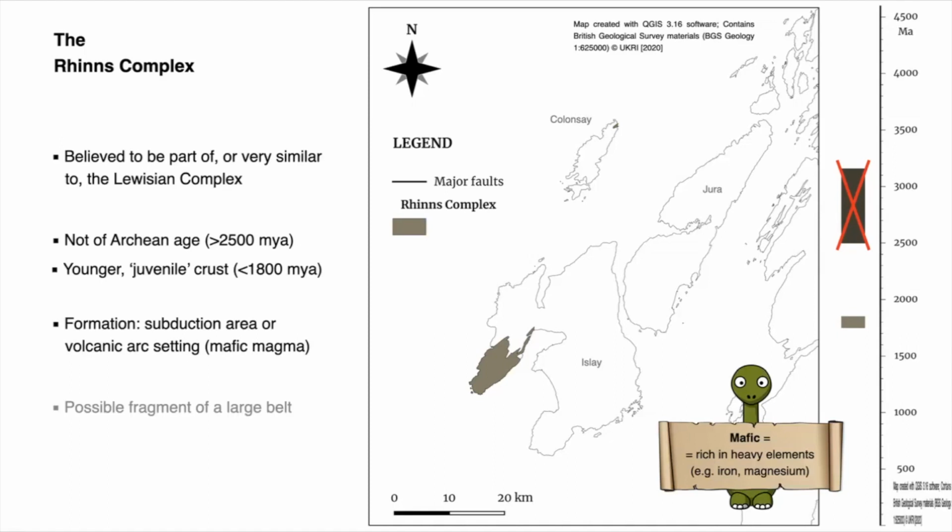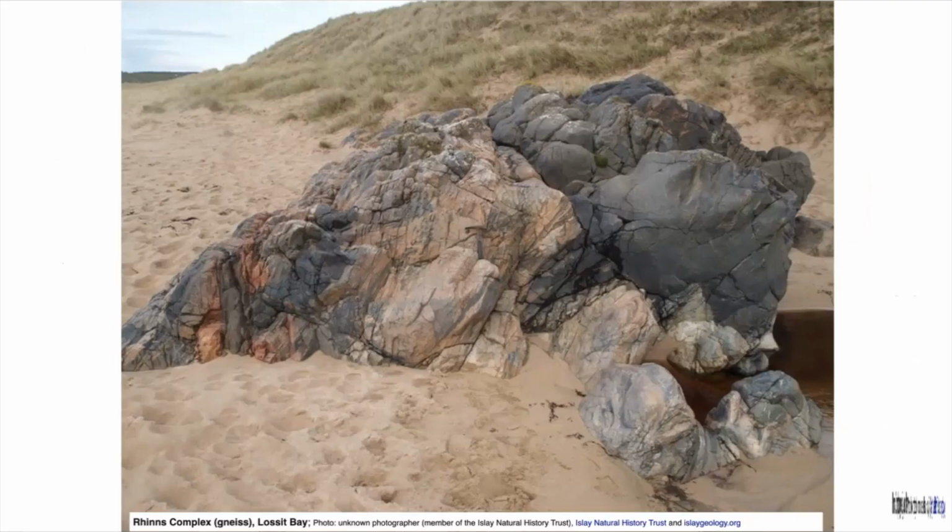And it may represent a fragment of a more extensive belt of young crustal blocks that formed at the margin of older Archean cratons. Soon after formation, the rocks were metamorphosed and transformed into gneisses. We have here an instance of gneiss of the Rhinns complex from a small beach on the west coast of Islay.